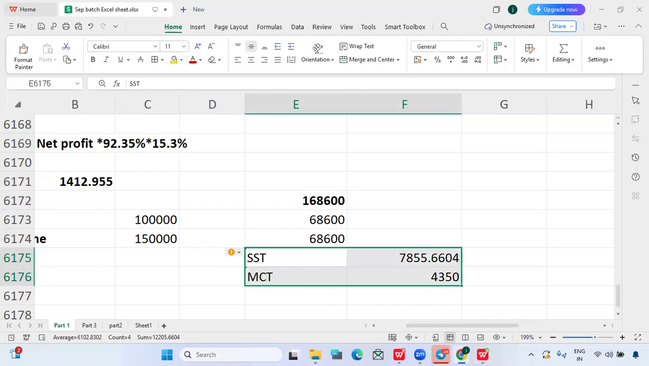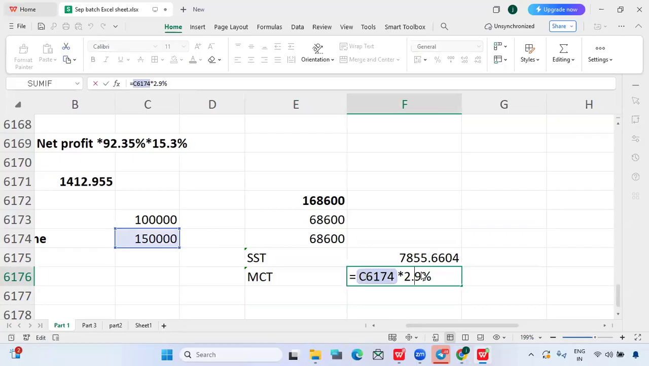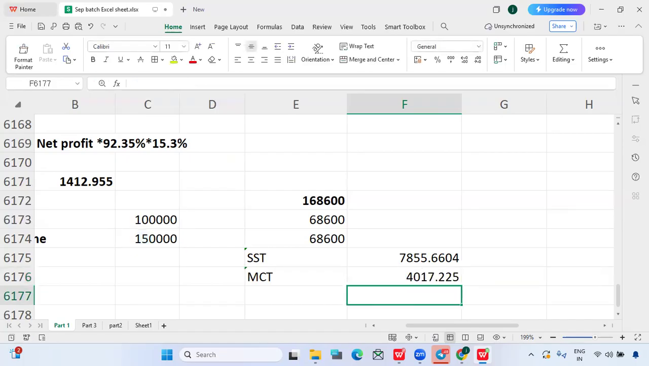There is one question here. Why are we paying Medicare taxes on the entire amount when we also paid on 68,600? Oh, correct. Into 92.35 percentage. Yeah, let's quickly see Schedule SE.